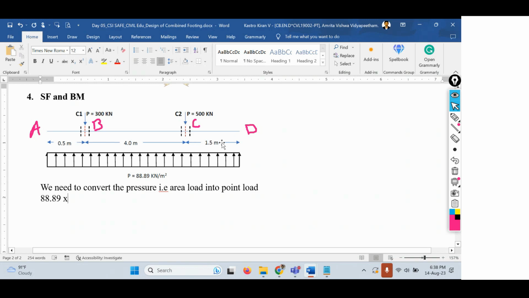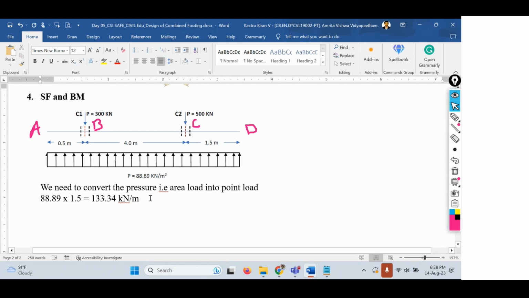It is always better to calculate the maximum distance. So I'll just make it as 88.89 into 1.5, that equals 133.34 kilonewtons per meter. This calculation we can clearly see in the software also. I'll show you that once when we are doing this. This is how we can convert the area load into the point load, especially the pressure value.